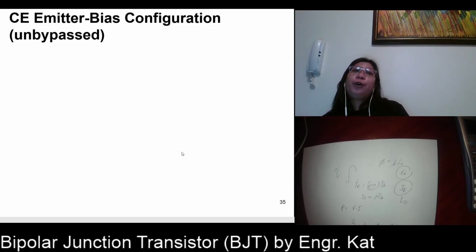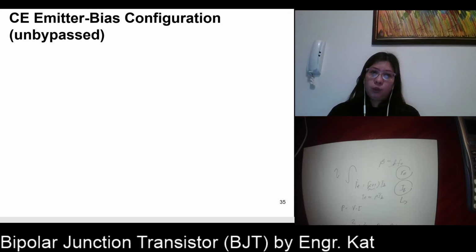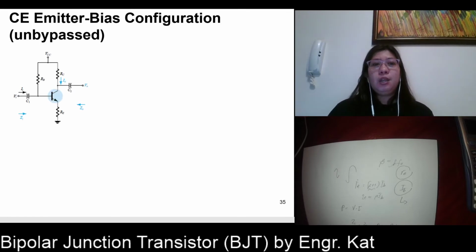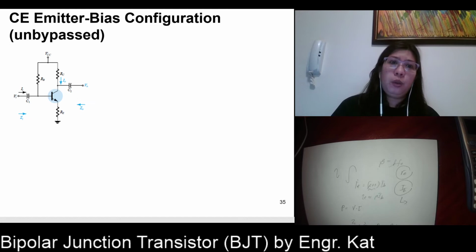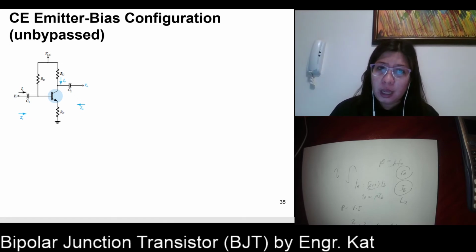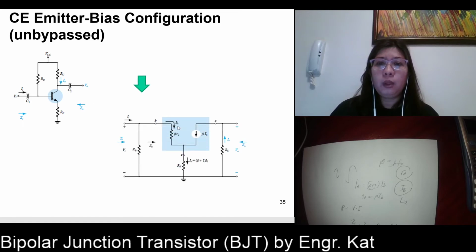So for common emitter bias configuration, we have what we call unbypassed and bypassed. So what do we mean by unbypassed? When we say unbypassed, you do not place a capacitor here. So if there is no capacitor there, when you replace all the capacitors with short circuit, there is no capacitor that will bypass the effect of your RE. So what will happen? The figure will look like this.